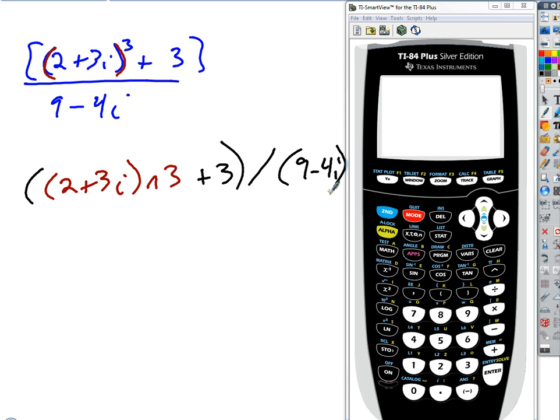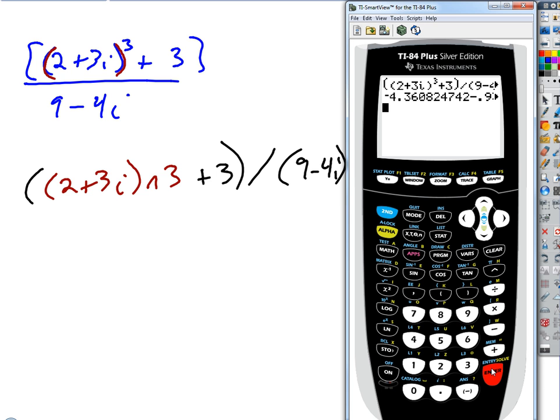So if we do that though, watch what we get. Parentheses, numerator, parentheses, complex number, 2 plus 3, where's the i? Yeah, it's right behind the decimal point, so second there. Okay, close the parentheses, take that quantity to the third power. Get out of the exponent, plus 3, close the parentheses, divide by the quantity 9 minus 4i, hit enter, and look what it does. It gives me back, I can even turn this, if I go math, convert to fraction.